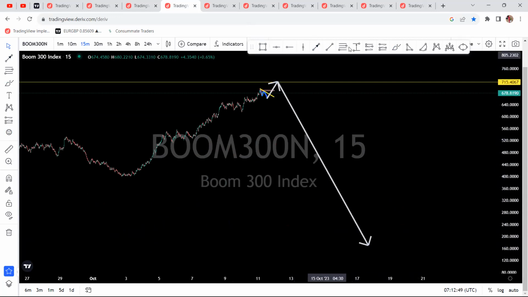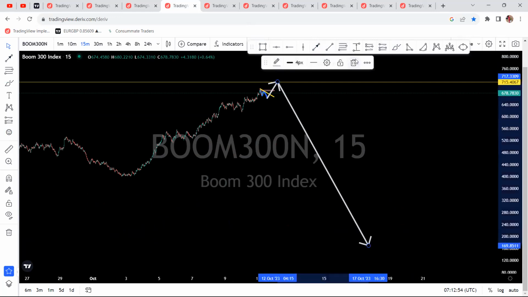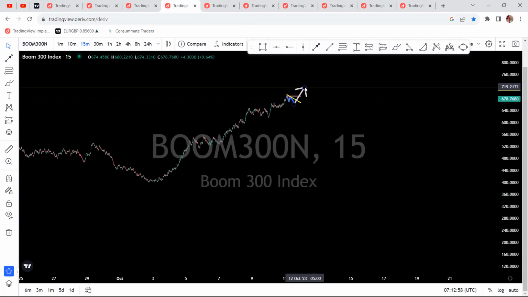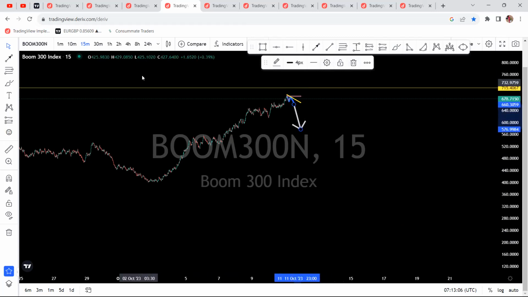But if the market refuses to go up to that area, the market can choose to go down, to drop very well and give us a significant corrective structure before going back up. That is for BOOM 300.